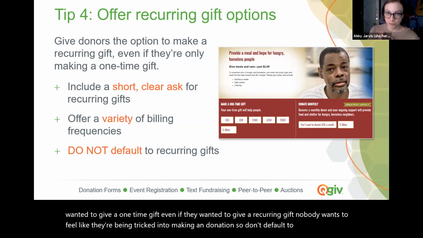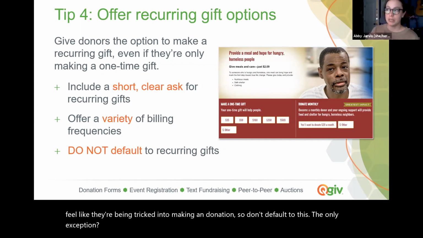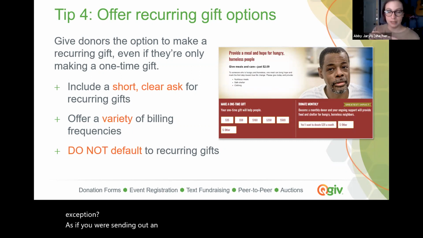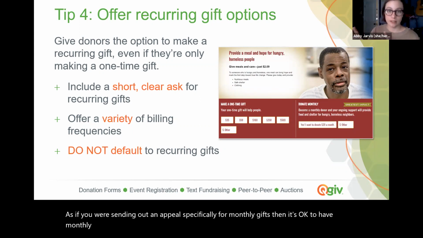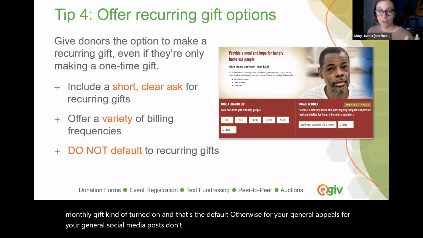The only exception is if you are sending out an appeal specifically for monthly gifts, then it's okay to have monthly gift turned on, and that's the default. Otherwise, for your general appeals, for your general social media posts, don't default to recurring gifts because you can come off as sneaky, and we don't want that.